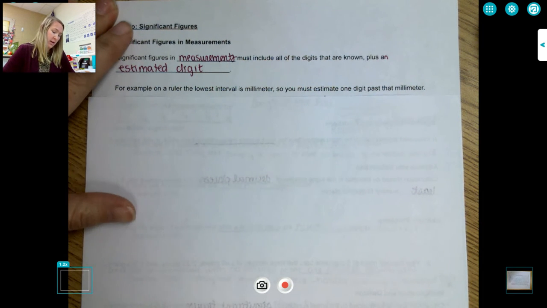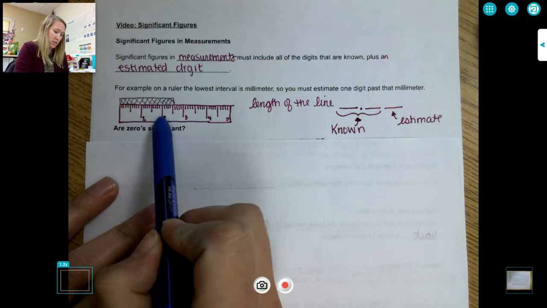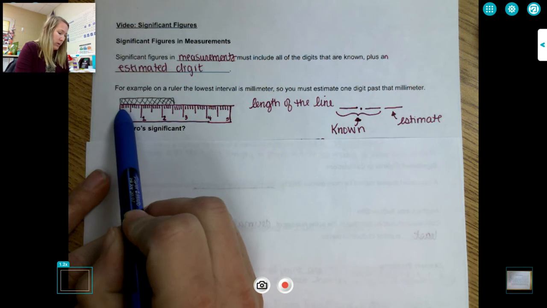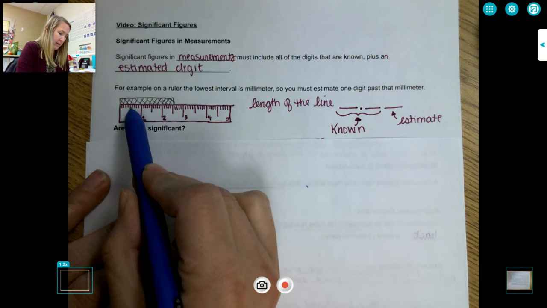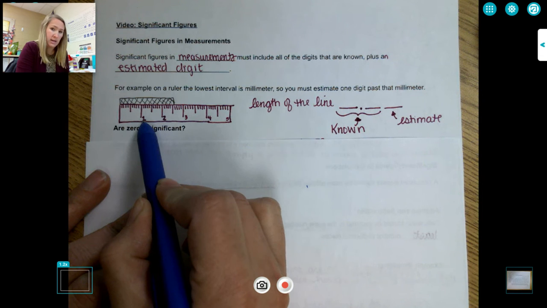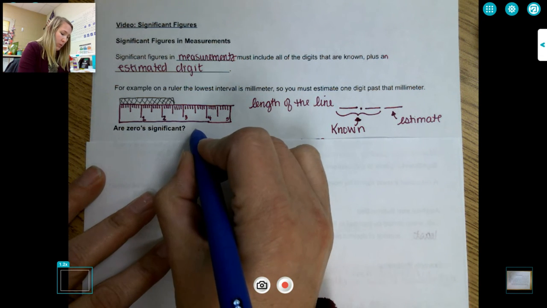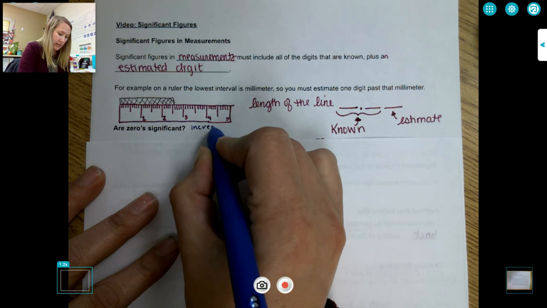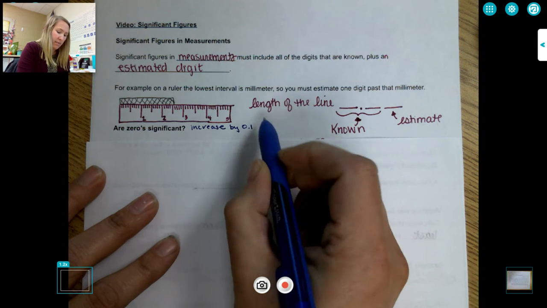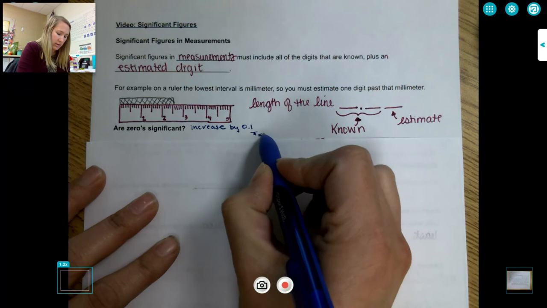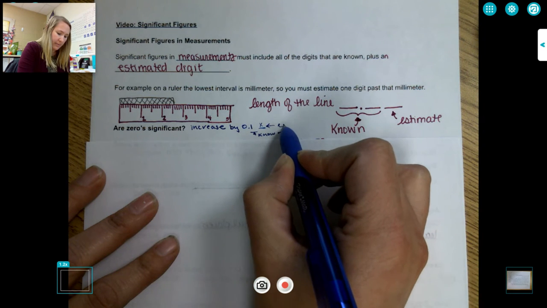So for example, if I were looking at this ruler here, I can see that I'm going up 1, 2, 3 with my big numbers. And then in between, there are 10 little decimal places. So there's 1, 2, 3, 4, 5, 6, 7, 8, 9, and then 10. So it's going up by 0.1 every time. So because I'm going up by 0.1, and this is the same on your rulers, that means that my known value is 0.1, which means I need to estimate some number past it.